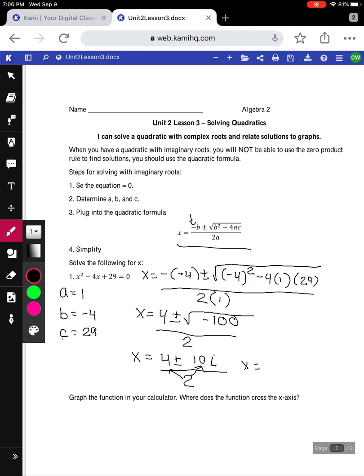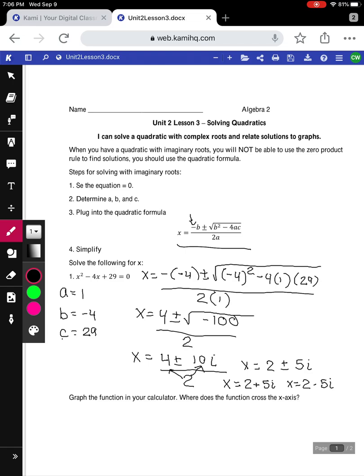4 and 10 are divisible by 2, so I can go ahead and do that. 4 divided by 2 is 2. Still have my plus or minus. 10 divided by 2 is 5. And you need to keep your i. You can divide it up into two different ones. So you can have x equals 2 plus 5i and x equals 2 minus 5i.